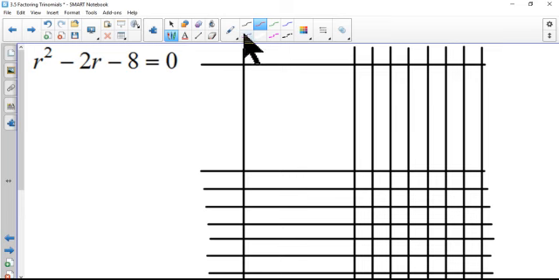So coming here again, I'm going to start by doing the algebra tile method. We have an x squared, a positive x squared.